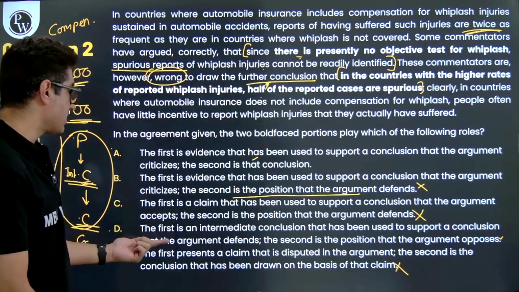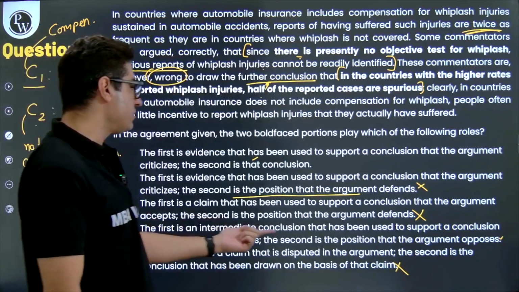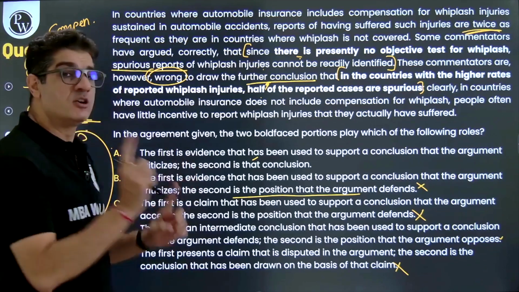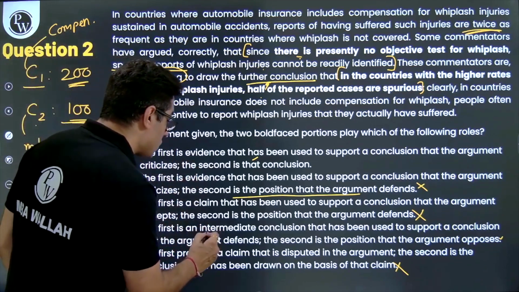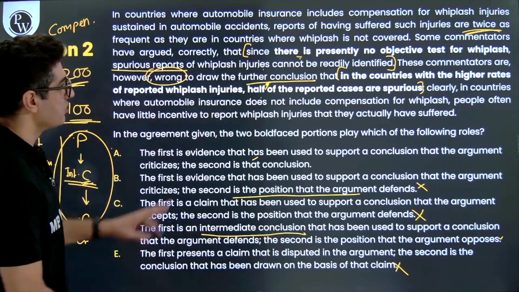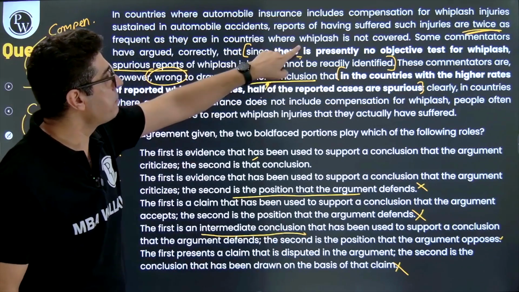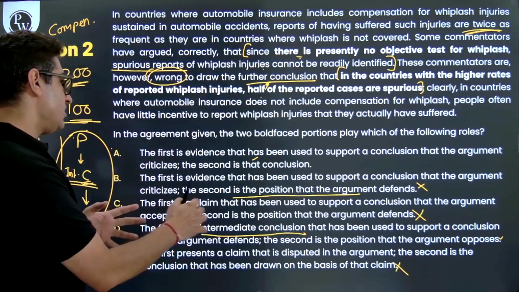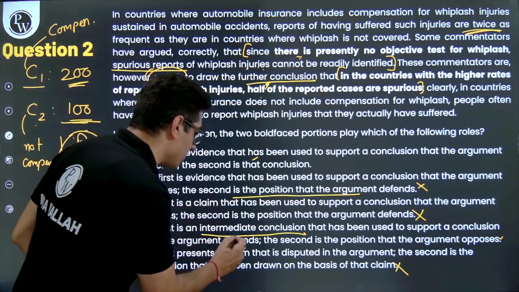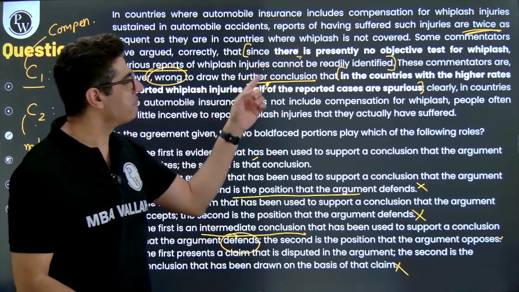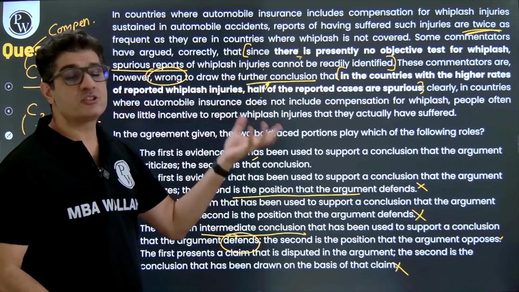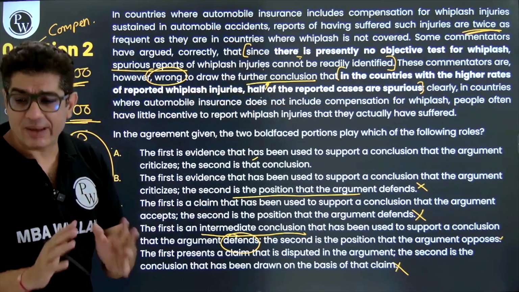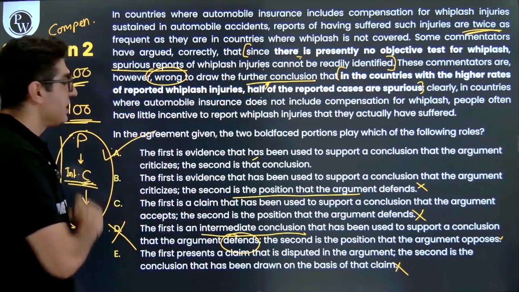So let's check the first half now. The first is an intermediate conclusion that has been used to support a conclusion that the argument defends. Okay, two problems. The first is not the intermediate conclusion. The first is the premise for the intermediate conclusion. Number two, it is used to support a conclusion that the argument defends. No, the argument is not defending the conclusion. It is going against it. So D can also be eliminated, and thus our best answer is going to be option A.